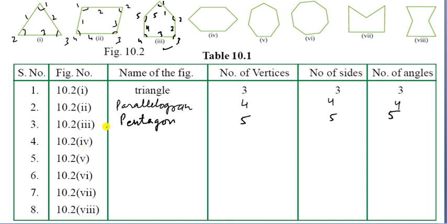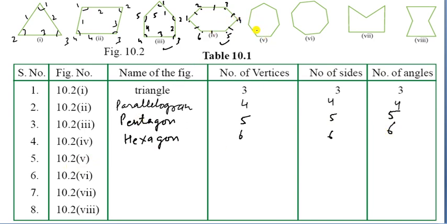Now come to the fourth figure of 10.2. That one is a hexagon. It has 6 vertices. You can count here 1, 2, 3, 4, 5 and 6. Number of sides is also 6: 1, 2, 3, 4, 5, 6. So you have to write here 6. And the number of angles you can count, it is 1, 2, 3, 4, 5 and 6. It is also 6.